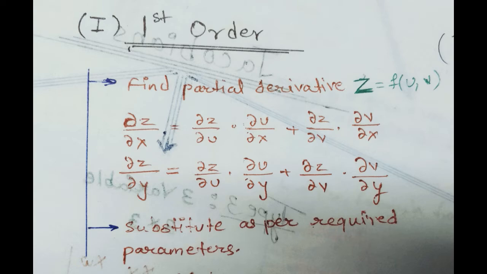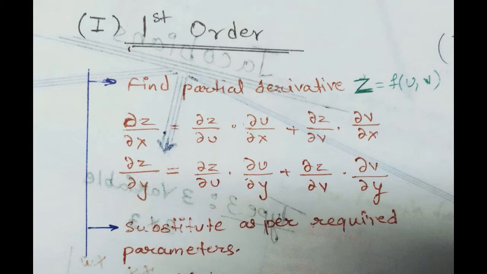Similarly, for dou z upon dou y, sorry for the mistake, dou z upon dou y can be calculated as dou z upon dou u into dou u upon dou y plus dou z upon dou v into dou v upon dou y, and we will be getting dou z upon dou y. After calculating dou z upon dou x and dou z upon dou y, we will substitute in the route.